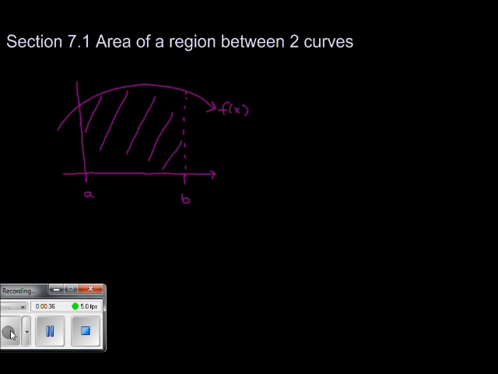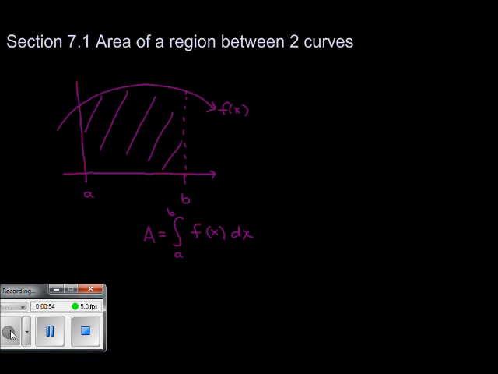To calculate that area, we discovered that what we were able to do is just to take the integral from a to b of whatever that function is. And that would give us the area that was bounded by the x-axis and the function f.